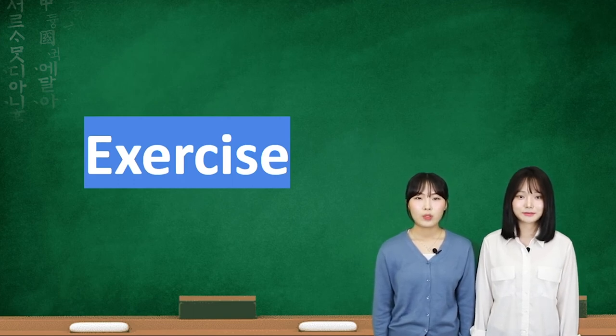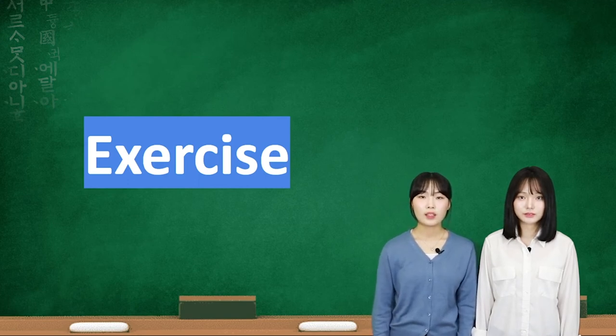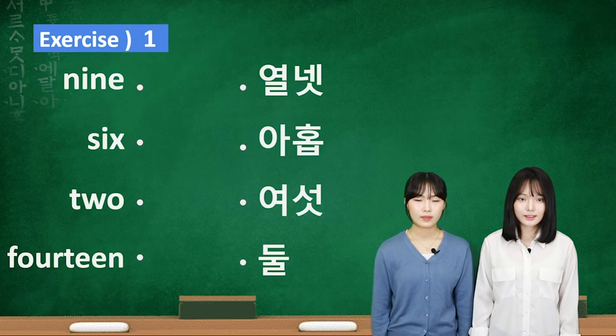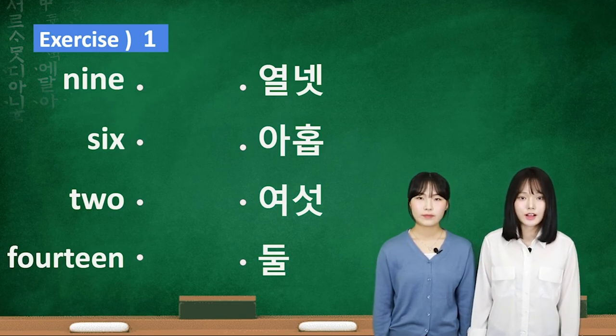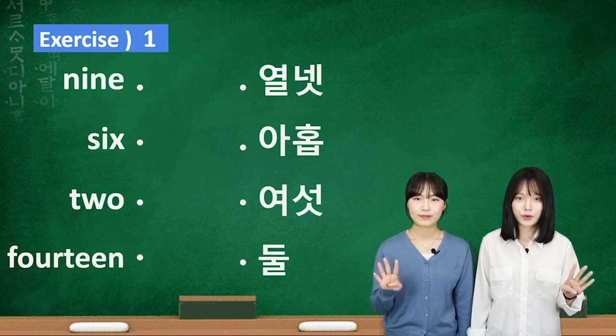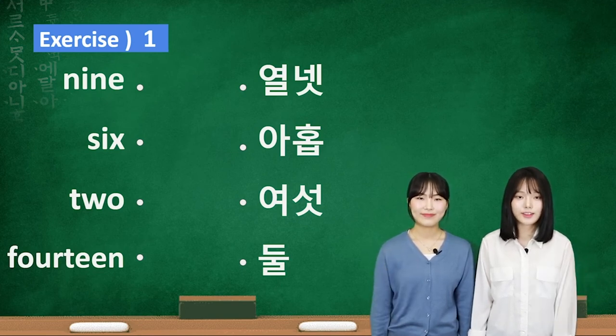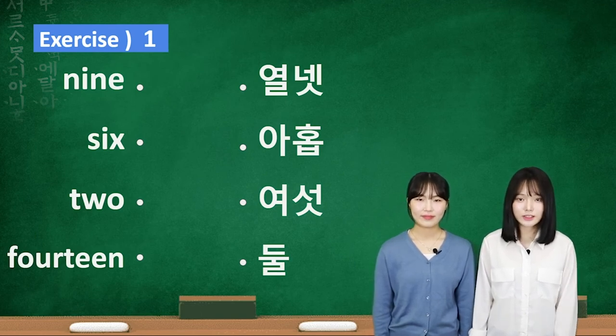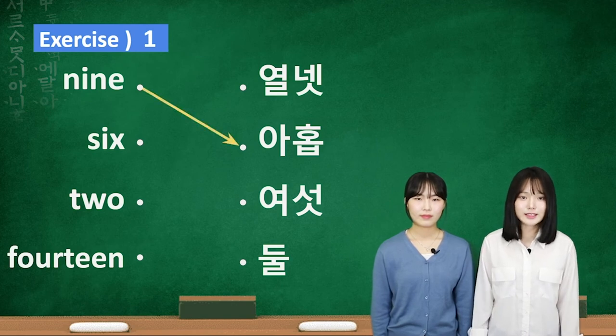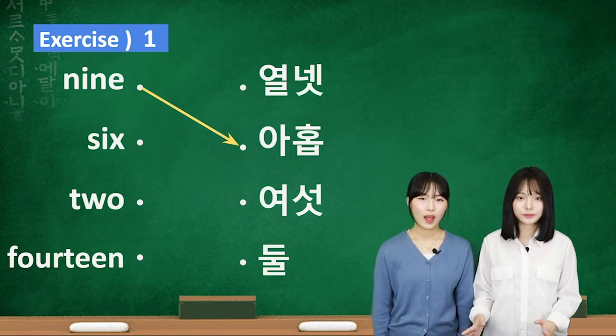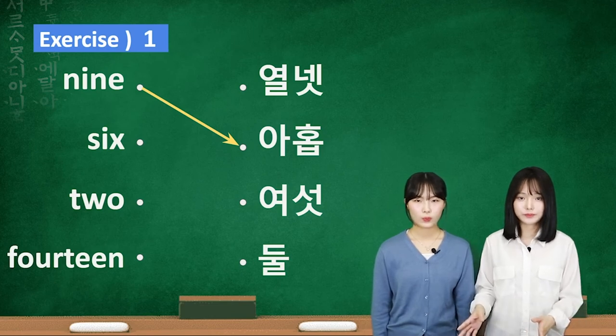This time, we will practice the words that we learned from last class today. Look at the English numbers and connect the correct Hangul numbers. First, 9. Which is the correct Hangul number? I will give you 5 seconds. 5, 4, 3, 2, 1. Yes! The correct answer is the second. Please repeat after me. 아홉.